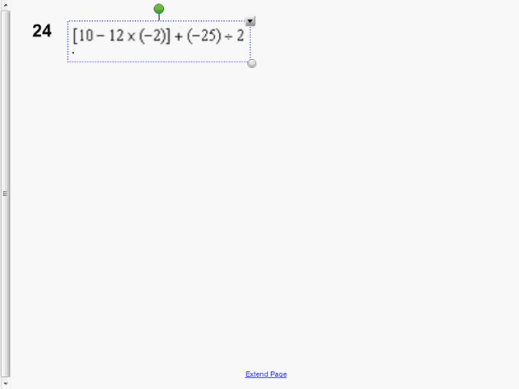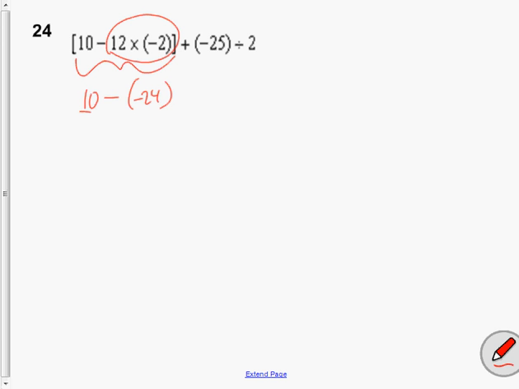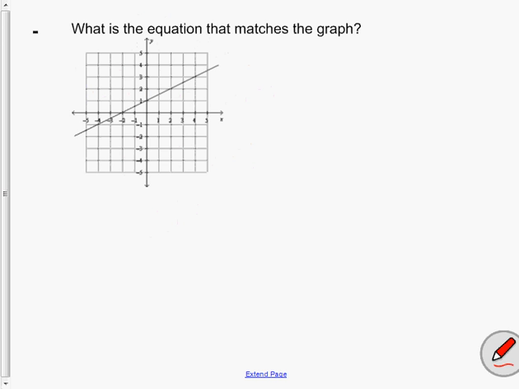Question 24, or whatever it is. What number is this? 55. First thing I'm going to do is treat these brackets like do these first, which means I have 10 take away the product of these two, which is negative 24. I'm going to keep, I'm going to flip, I'm going to change. The brackets simplify to give me 34 plus negative 25 divided by 2 is negative 12.5. So now all I have to do is add those two together, and I get 21.5 as your answer, I think. Looks right. Anyone else get that? 21.5? Okay.